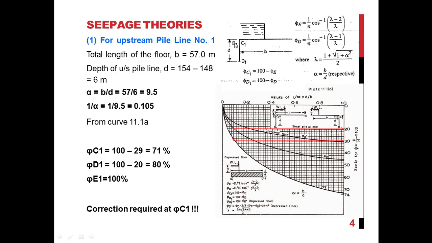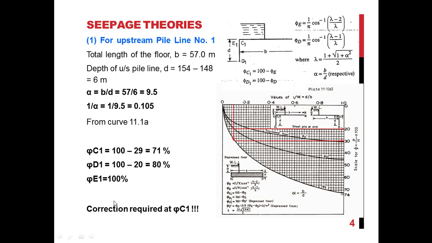Since E1 is the entry point, and at the entrance point the percentage pressure is maximum, we automatically take phi E1 equal to 100%. At D1 the percentage pressure is 80%, and the percentage pressure at C1 is equal to 71%, which are found through these equations: phi C1 is equal to 100 minus phi E, and phi D1 is equal to 100 minus phi D. These are the equations given by Khosla's method of independent variables for a simple profile.